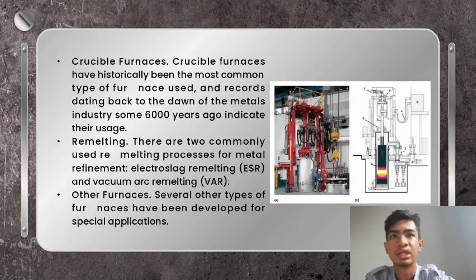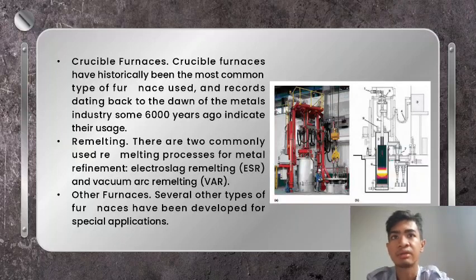Remelting. There are two commonly used remelting processes for metals refinement: electroslag remelting and vacuum arc remelting. In both processes, an electrode is melted as it advances into the melting region of the furnace, as the working face of the electrode is heated to the melting point. Drops of liquid metal that fall from the electrode face are collected in a lower crucible and rapidly solidified.